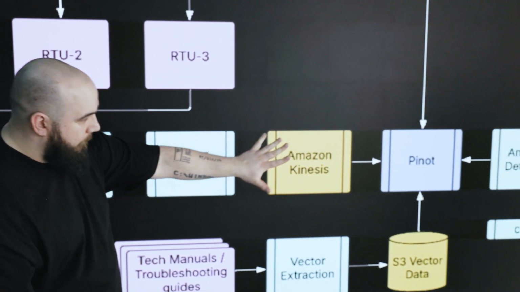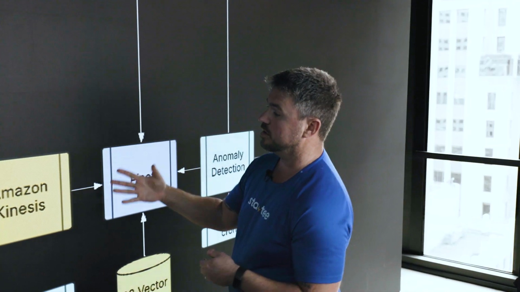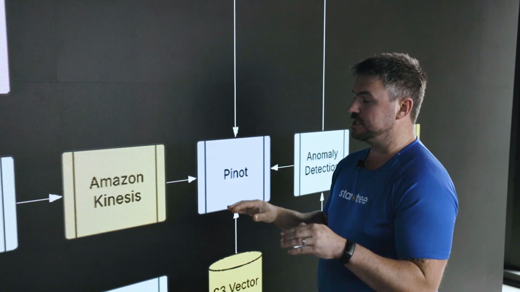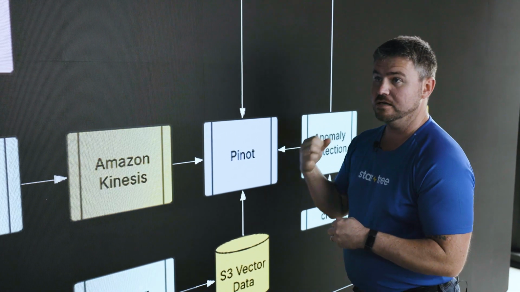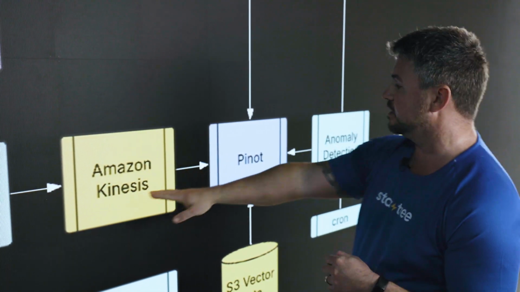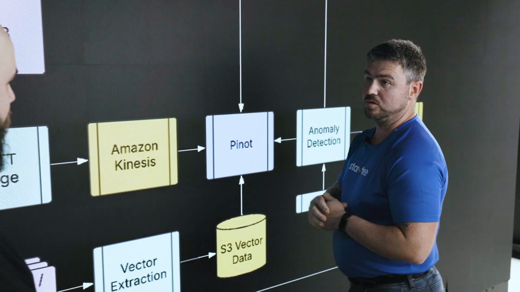What is Pinot doing here? So Pinot is that first-class consumer from Kinesis. And so we are consuming that data from Kinesis without any kind of batching. No micro-batching, nothing. It just brings that data in, makes it queryable immediately. So as soon as you write that data from the bridge into Kinesis, we are pulling that data off the wire and making it queryable by our control panel.